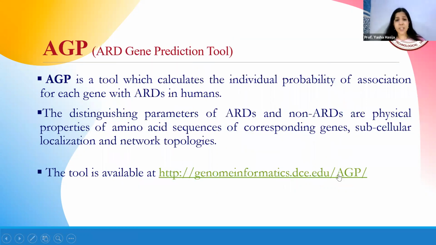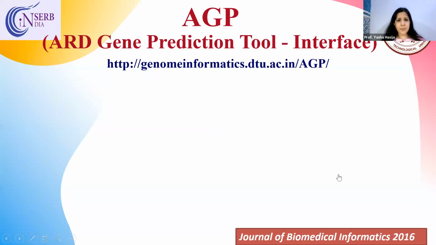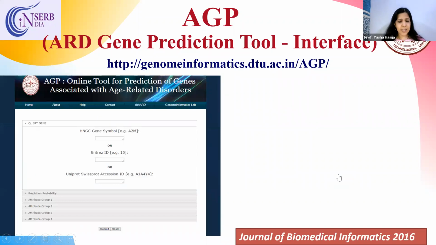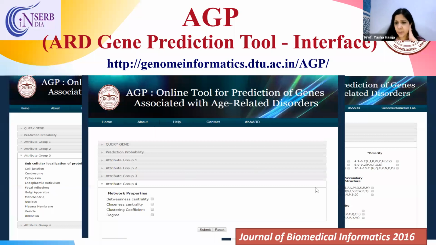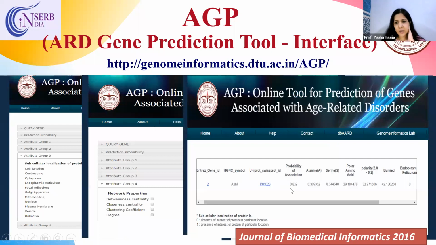Now, since the time is running short, I would quickly browse through my next slides. So AGP, this I would skip. This is how my AGP looks like. I can search by gene symbol or Ensembl ID or Swiss-Prot accession, and I can click on the attribute parameter group that I'm interested in looking at. I can click on attribute group 2 or 3 or 4. These are the attributes based upon which my tool worked, right? So these are the parameters. And finally, my gene prediction looks like this. This is the probability of association, 0.832, and these are the various parameters that I had clicked. So this gives me the value of alanine, serine in my amino acid, and so on and so forth.